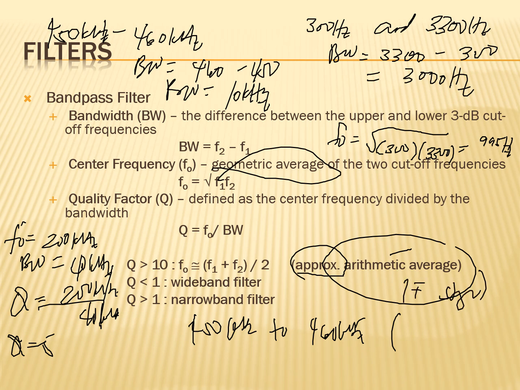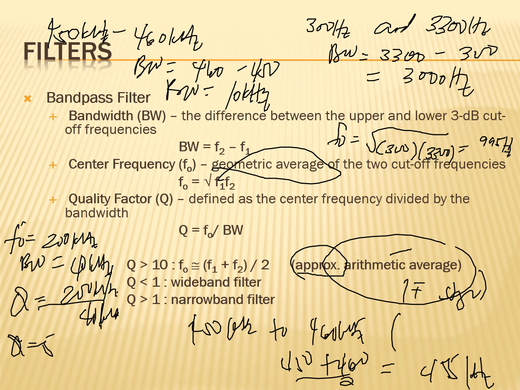Okay, so if we're going to make use of this, this is simply equivalent to 450 plus 460 divided by 2, which will give us an intermediate frequency of 455 kilohertz, or a center frequency of 455 kilohertz.